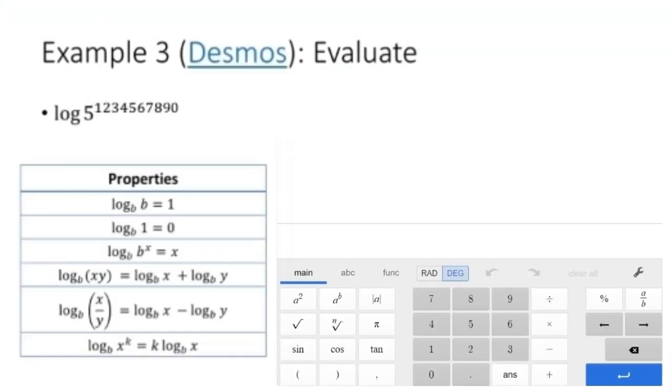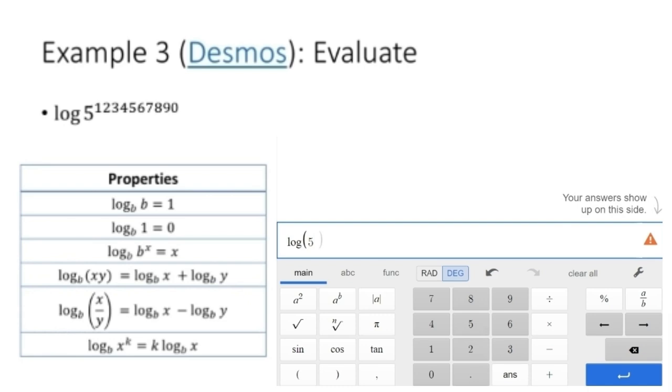In this example, we want to evaluate the common log of 5 raised to the 1, 2, 3, 4, 5, 6, 7, 8, 9, 0 power. If we go to Desmos, since this is the common log, the Desmos scientific calculator will be able to handle this log. So let's try typing it in. So we have log of 5 raised. Now let's type in our exponent. 1, 2, 3, 4. And without even typing the entire exponent, notice how it says undefined.